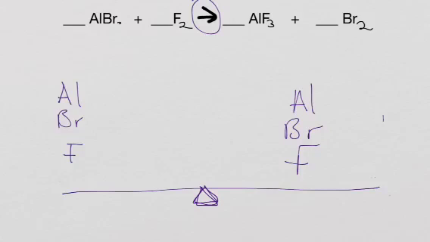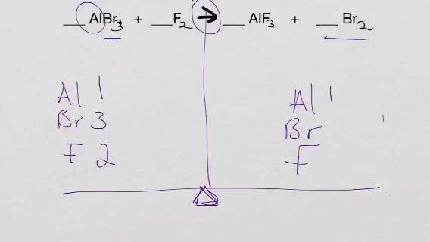Then you're going to count how many you have right now of each of those. Remember, here's your dividing line. Over here on the left-hand side, how many aluminums do I have? Right now I have 1. How many Brs? 3. How many Fs? 2. Then go over to the right-hand side and do the same thing. For aluminum I have 1. For bromine I have over here 2. And fluorine I have 3.